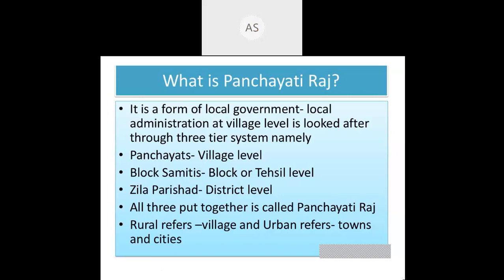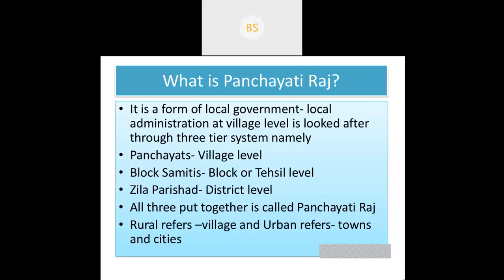Now, what is Panchayati Raj? We know this word, but what is that? That we'll study. It is a form of local government. In the local villages, we see this government: local administration at village level. It has a three-tier system, that means three levels, like a pyramid, namely panchayats, then block samitis, then Jilla Parishad. These are the three-tier systems.